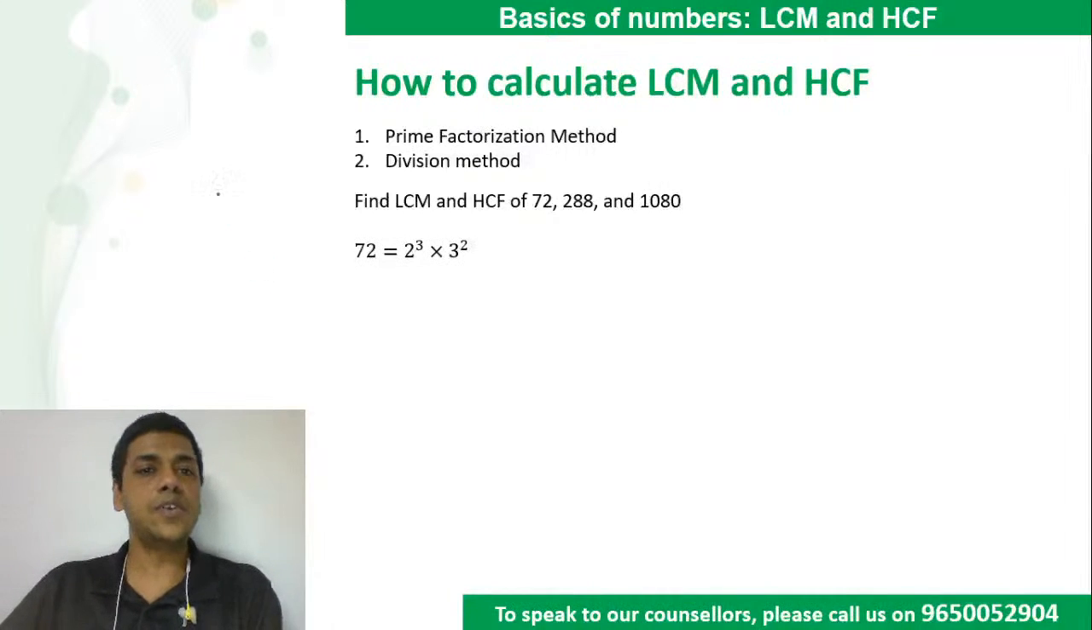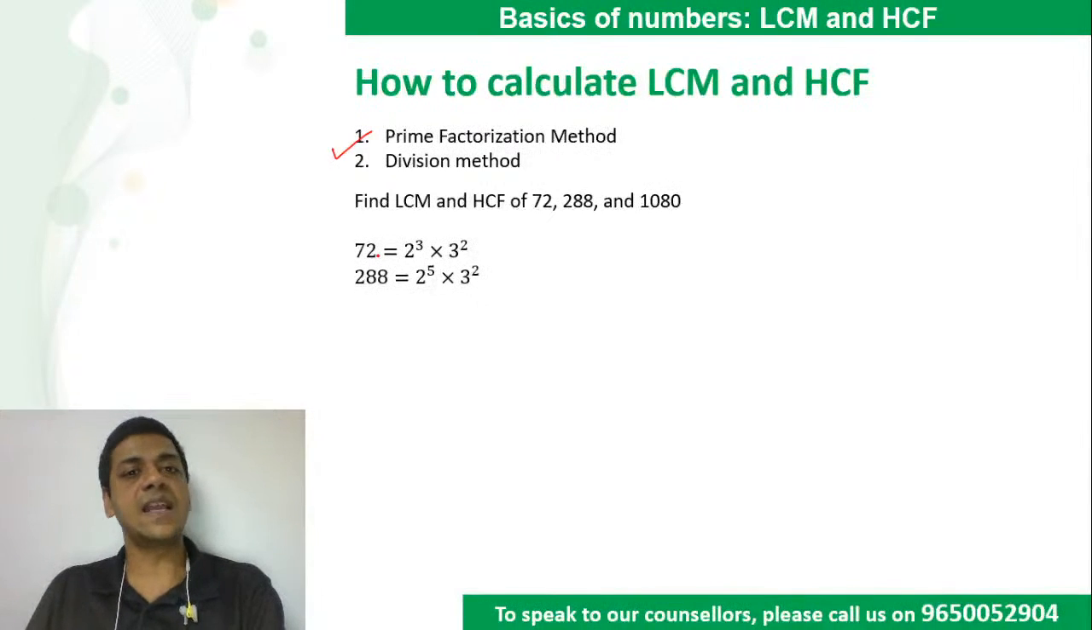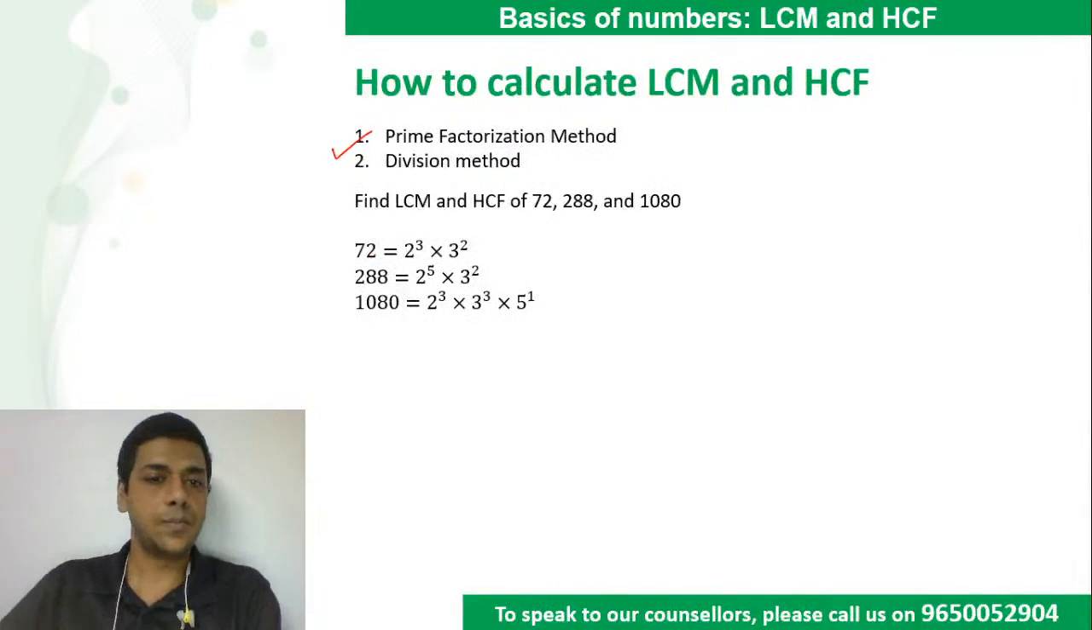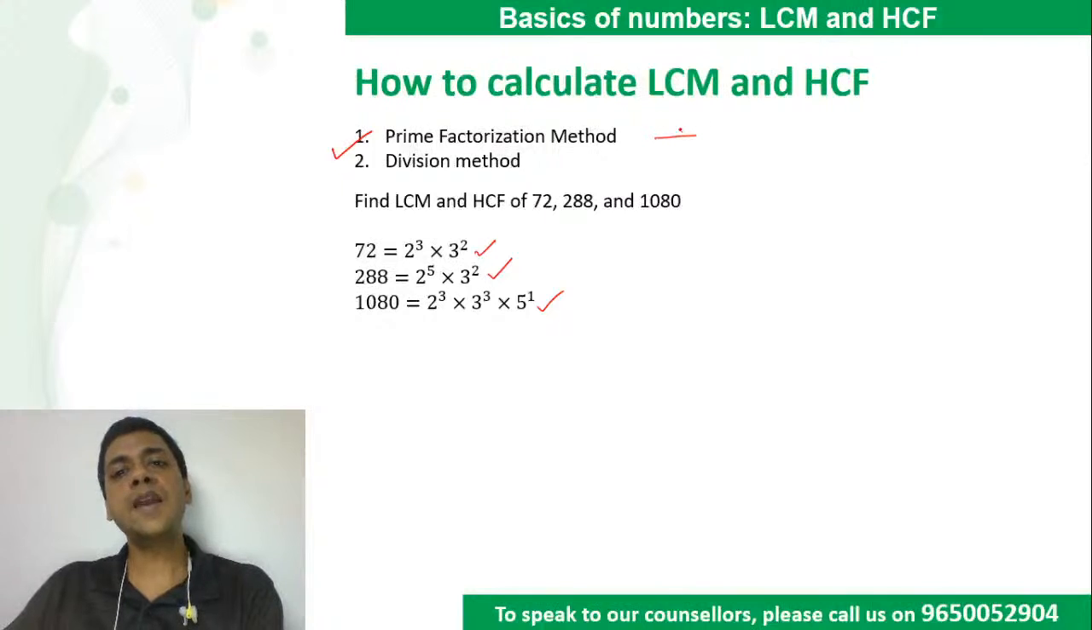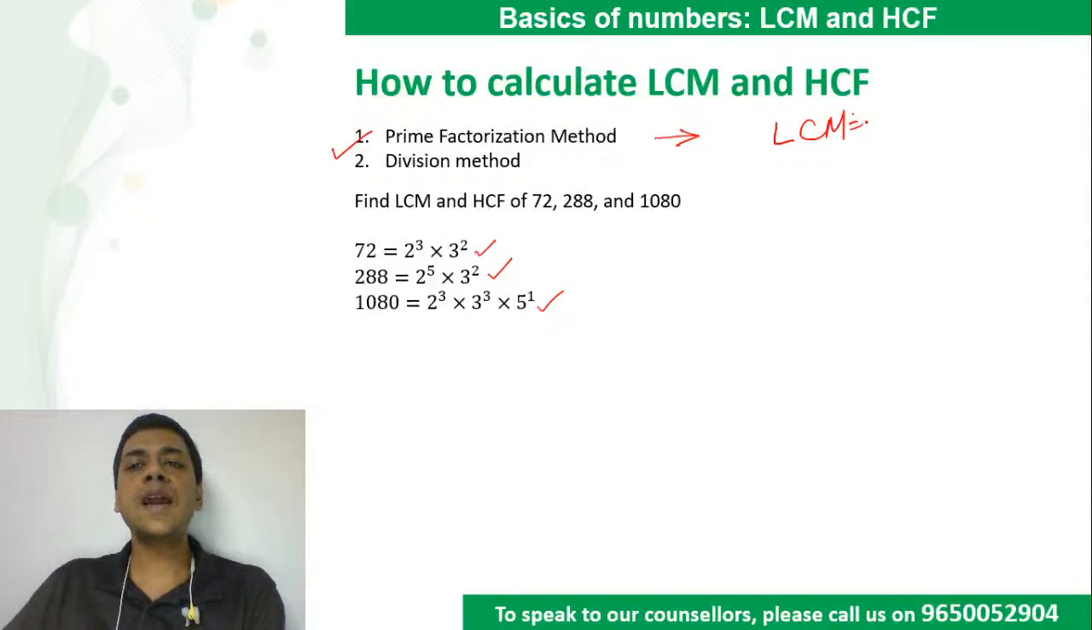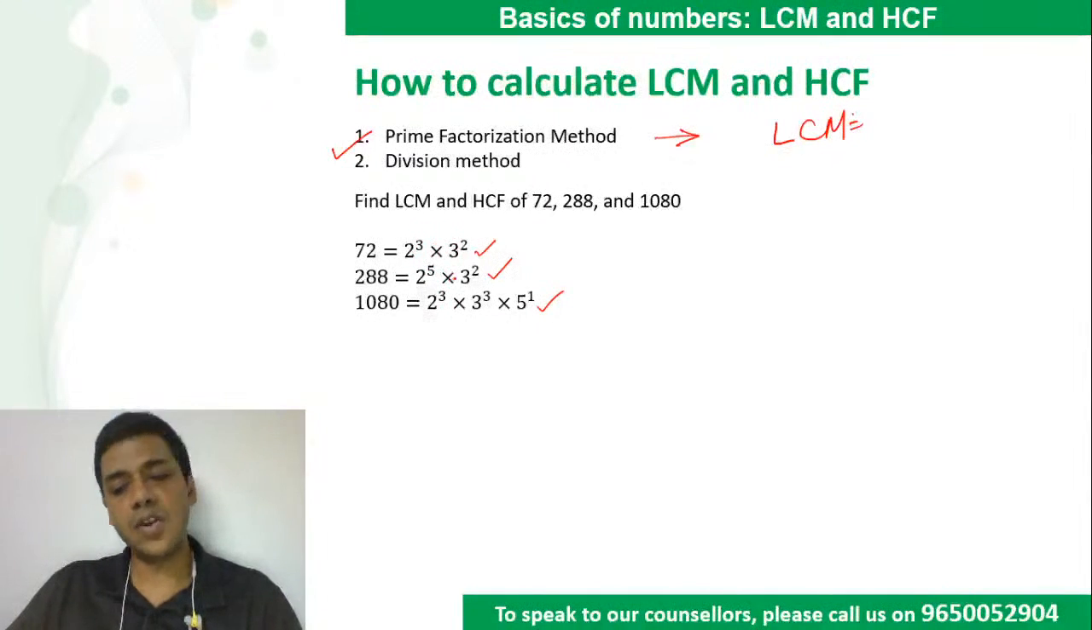Let's try to do it with the prime factorization method first. Let's break each and every number into its prime factors. Prime factors of 72 would be 2 cube into 3 square, 288 will be 2 raised to power 5 into 3 square, 1080 will be 2 cube into 3 cube into 5 raised to power 1. Now, the prime factorization method says that LCM is the product of the highest power of each and every prime factor.